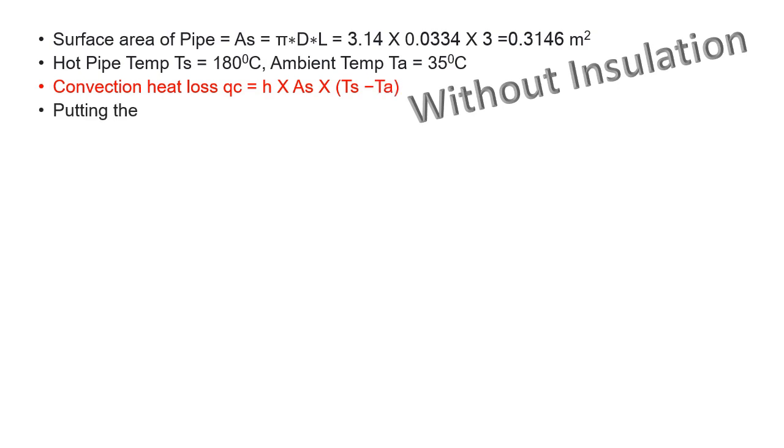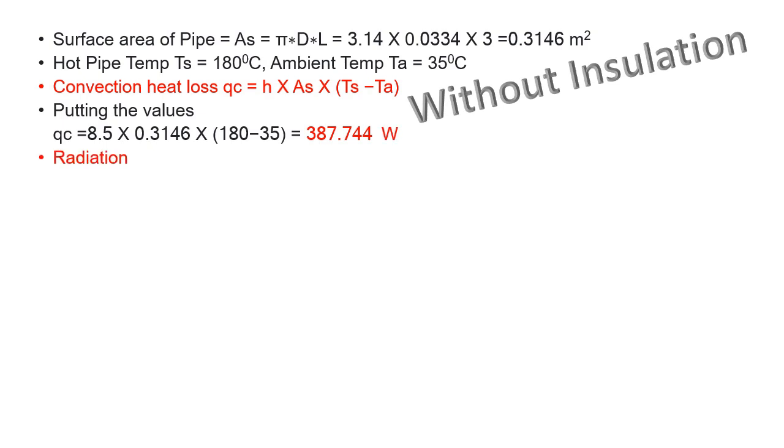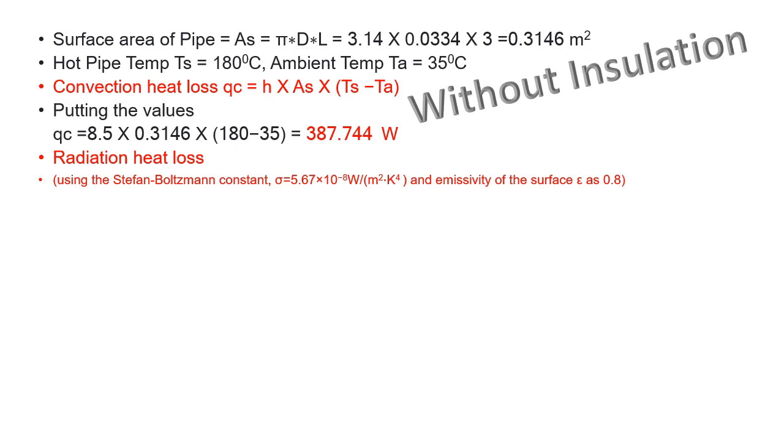So the convection heat loss, we use the same formula as we have used before. So we put the values and the convection heat loss comes out to be 387.744 watts. Now we calculate the radiation heat loss. Again we use the same Stefan-Boltzmann constant and the same formula for calculation of radiation heat loss. The emissivity of the surface, we take it as 0.8, and we calculate the radiation heat loss using the same formula.